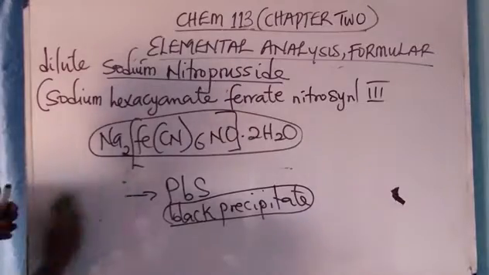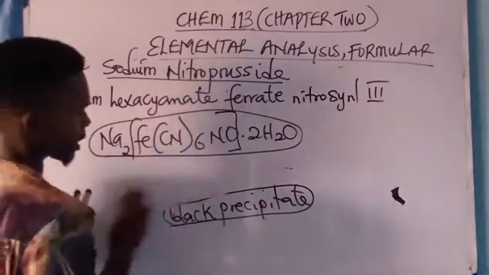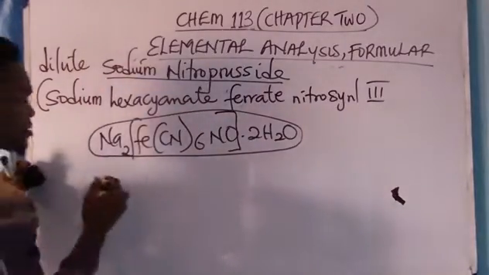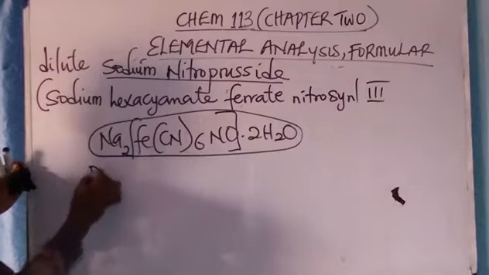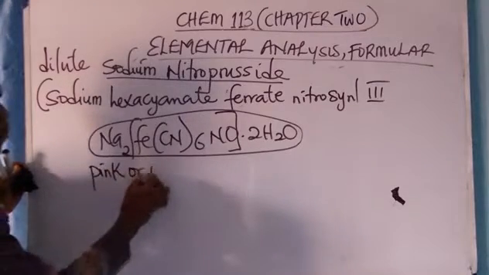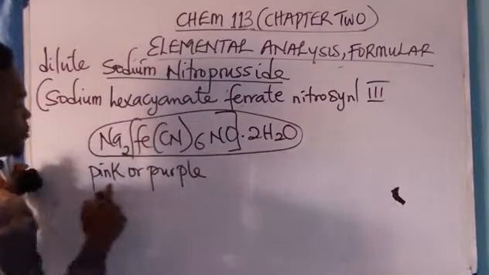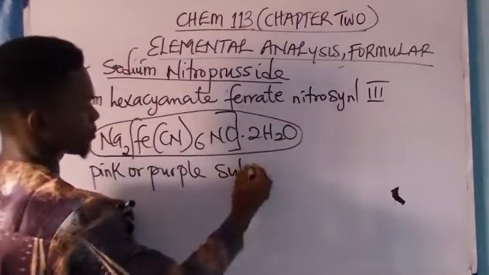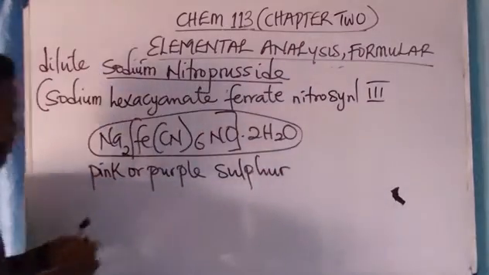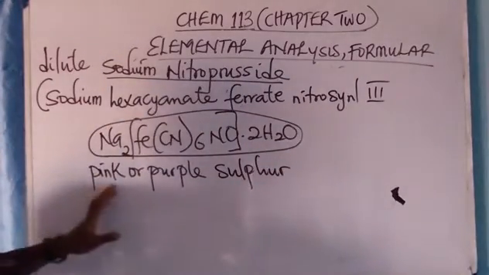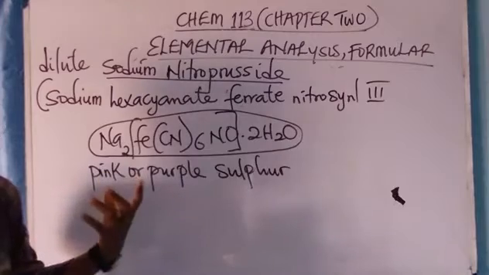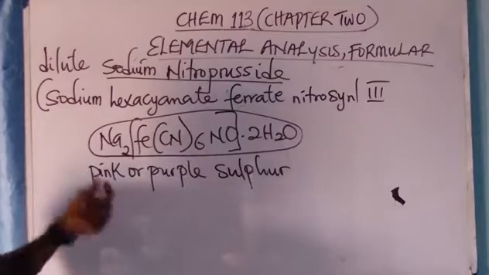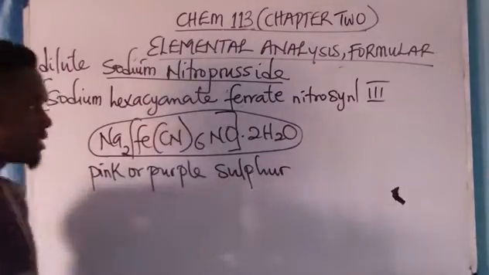So please, testing a particular compound with sodium nitroprusside, if there is the presence of pink or purple color, if pink or purple color emanates, it indicates the presence of what? Sulfur. It connotes the presence of sulfur. Please take note of that.